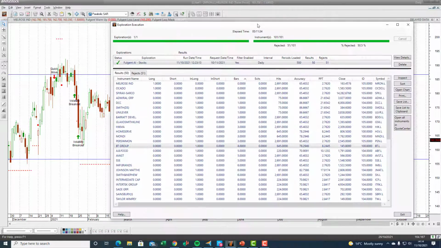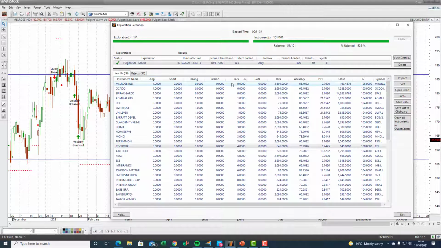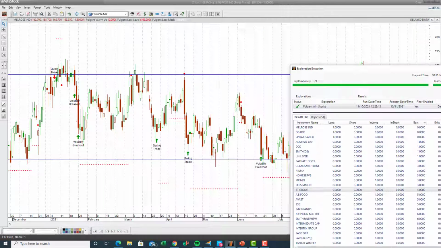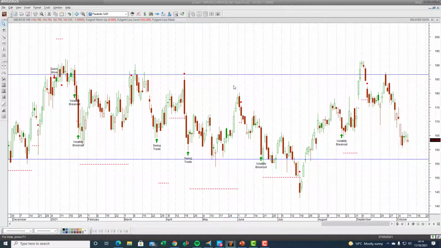As we can see from the list, it's a long, it's 0 bars into the trade, which means this fired recently. And it's 65% accurate. AI is 105, a volatility breakout. And this trade setup occurred 2,691 times in the testing period. So you can see it's quite a high probability trade setup, does occur quite frequently.